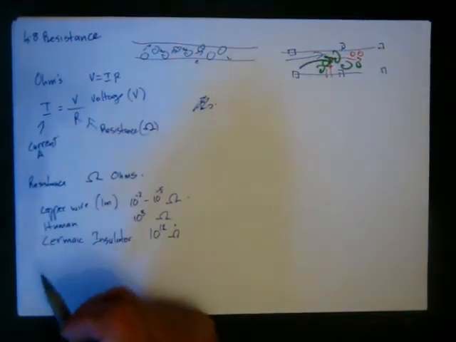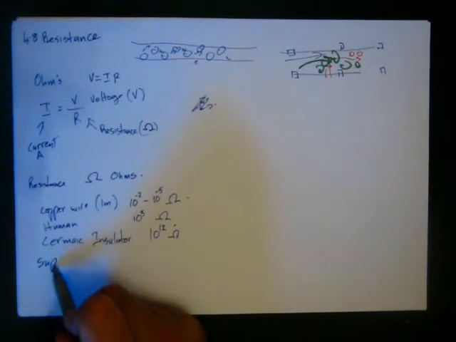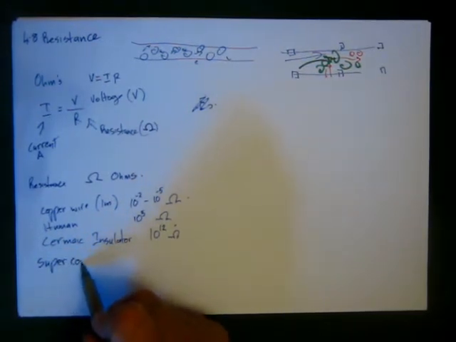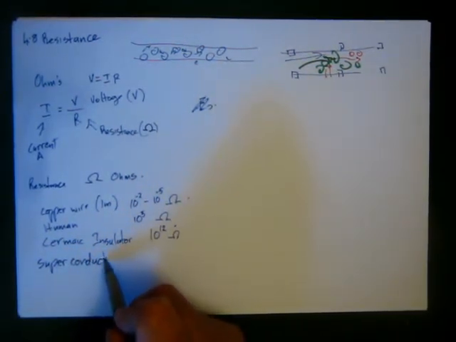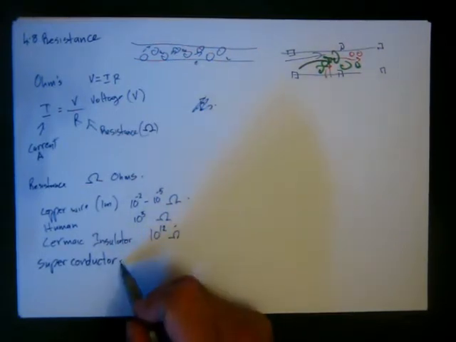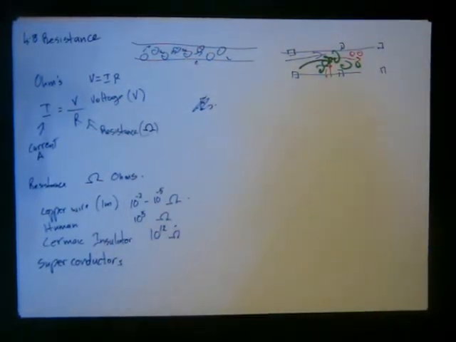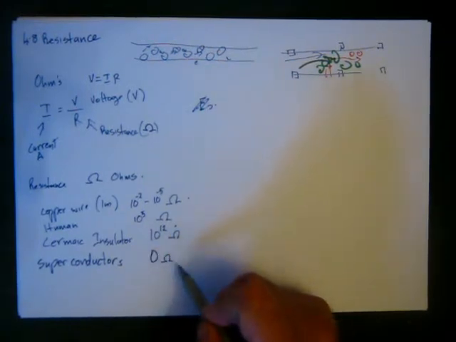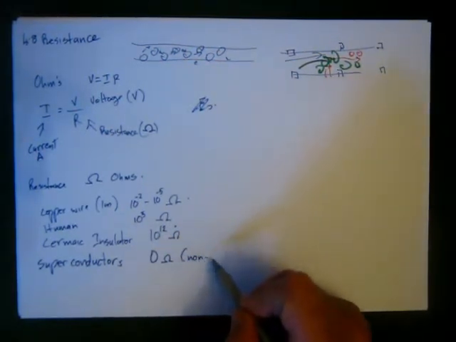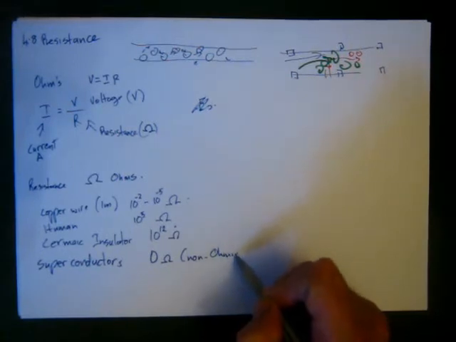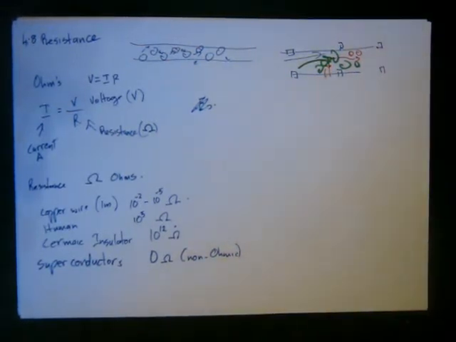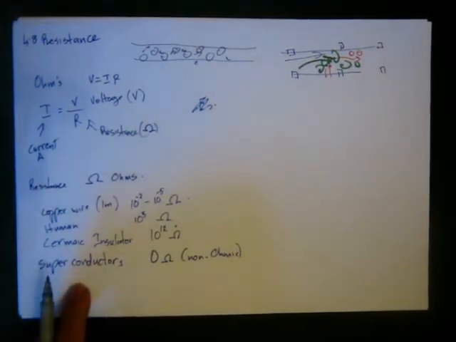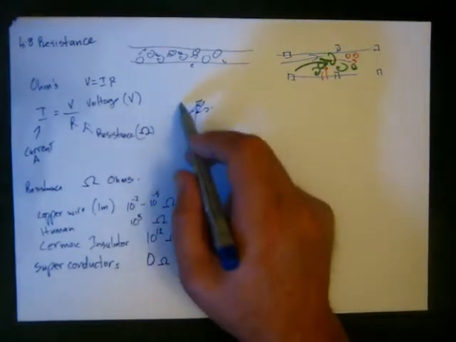And of course we have a special category called superconductors. These were discovered during the 20th century, and the resistance of a superconductor by definition is 0 ohms. So this is a non-ohmic material. That's non-ohmic because it doesn't obey Ohm's law. But there's been at least 6 Nobel Prizes handed out for superconductors. They're really cool. So let's try an example.